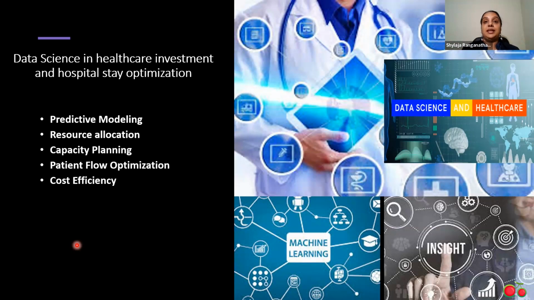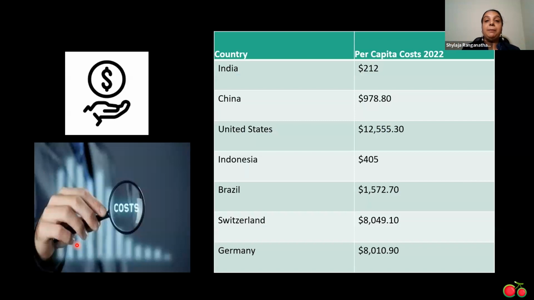Mainly, cost efficiency plays a very important role. When we stay more in hospitals, the patient has to spend more dollars on it, right? Here, I have a table which shows the average cost of a hospital stay per capita in some countries worldwide in 2022. The actual cost of hospital stay varies depending on several factors like type of treatment, duration of stay, and location of the hospital.